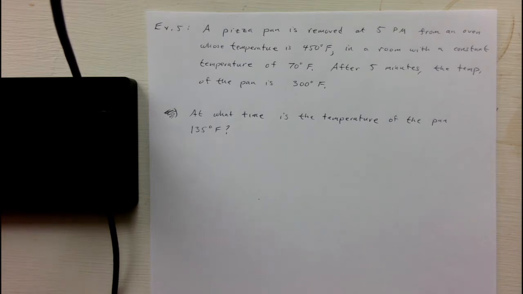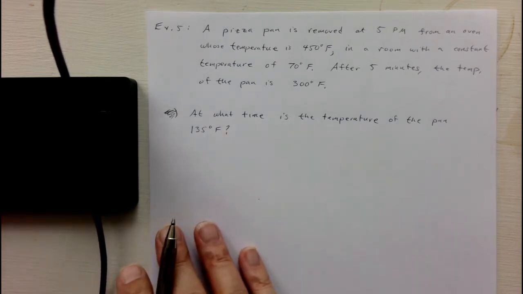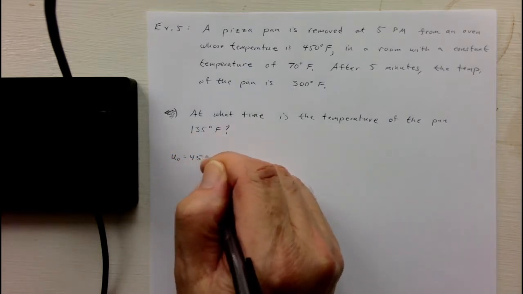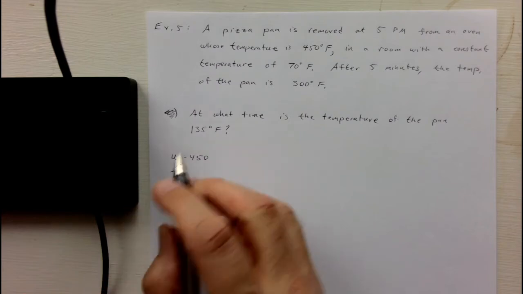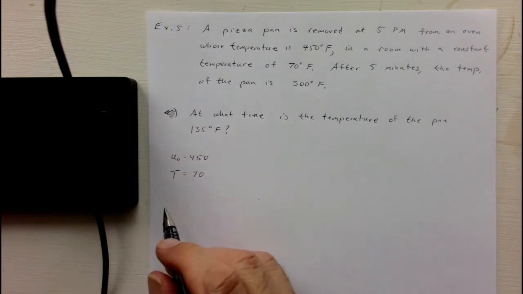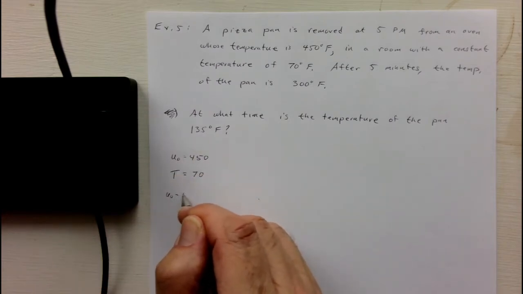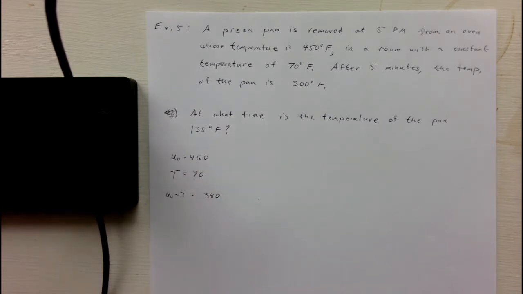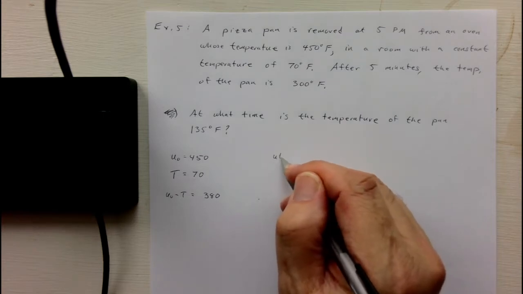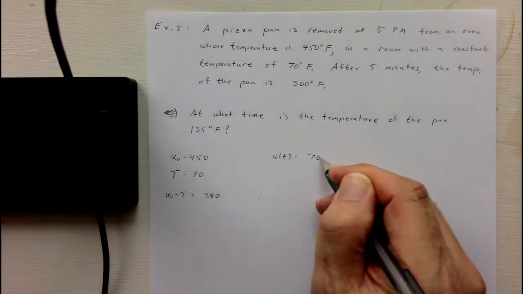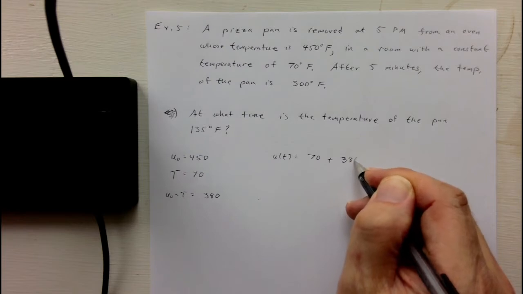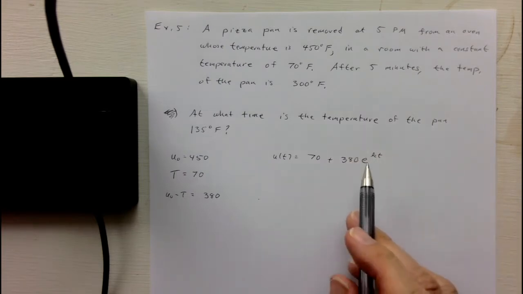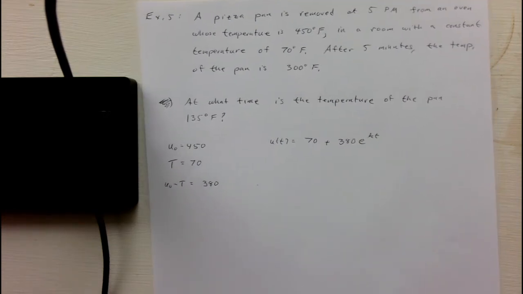Okay, so right away, we know that the initial temperature, u0, is 450. The room temperature is 70. We know the difference, we can compute that to be 380. So right away, we know that u(t) is in the form of 70 plus 380 times e to the kt. Our job is first to find out what this k is before we do anything else.